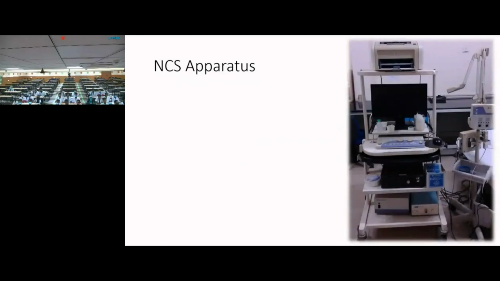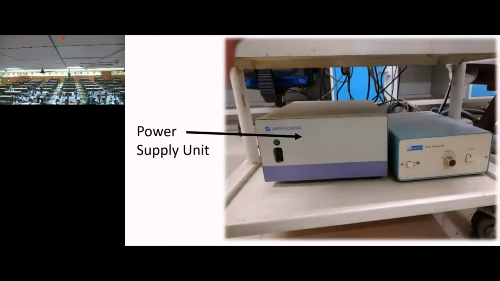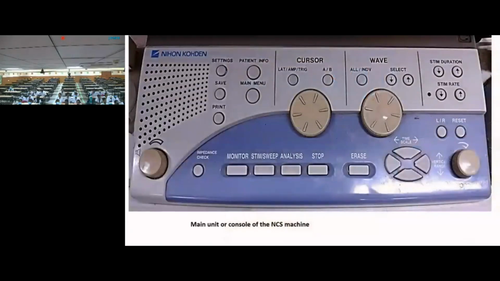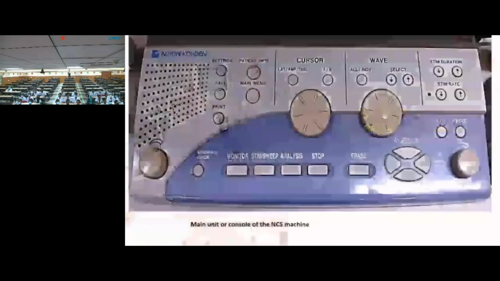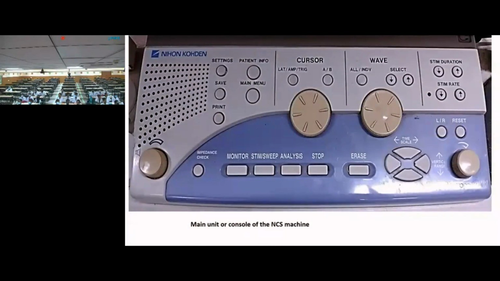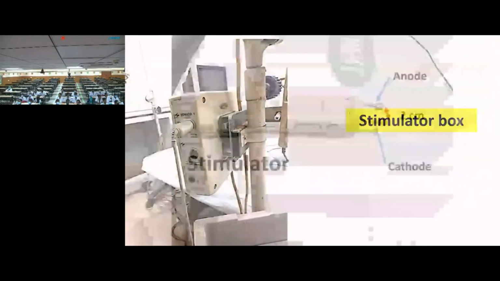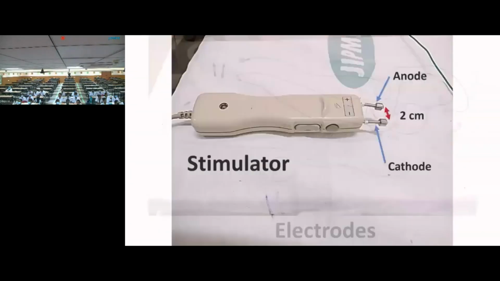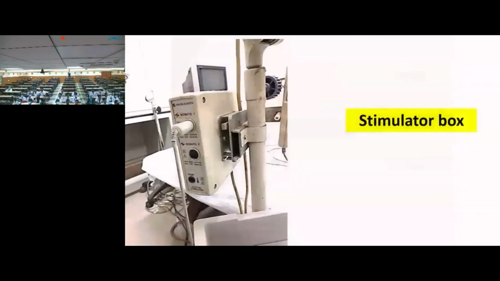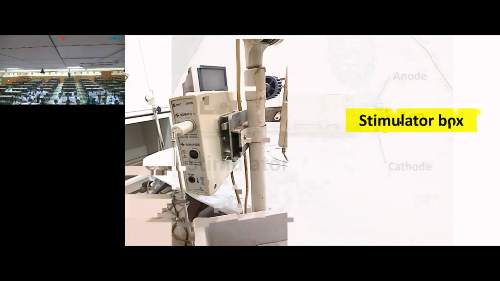So this is the NCS apparatus we are going to use. This is the power supply unit and this is the main console unit. It's an NCS machine where the amount of stimulus, everything will be analyzed. This is the stimulator box, to which we connect the stimulator. This is a handheld stimulator.